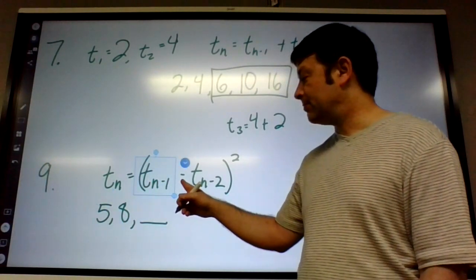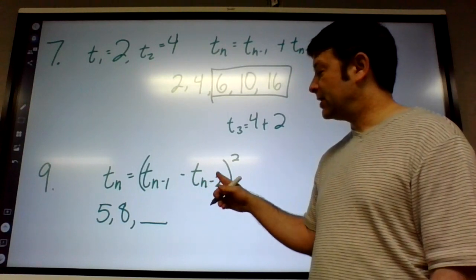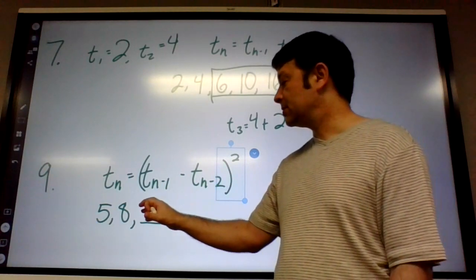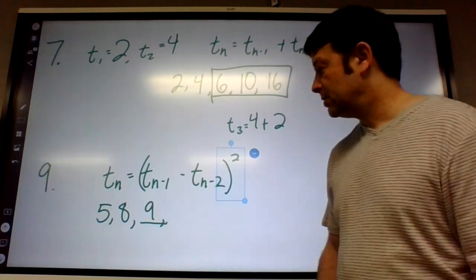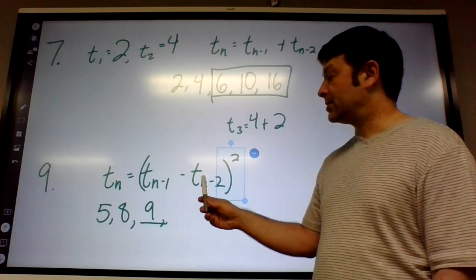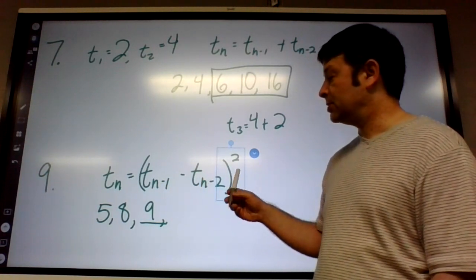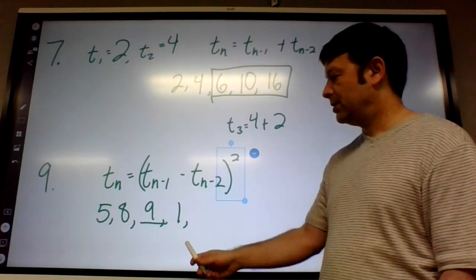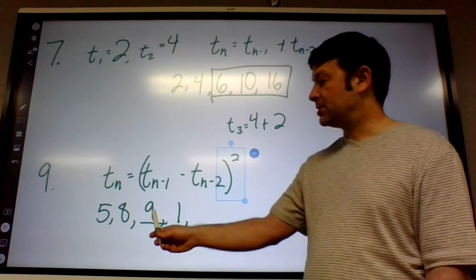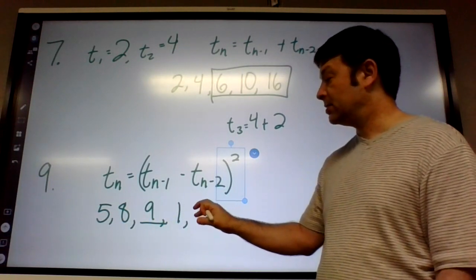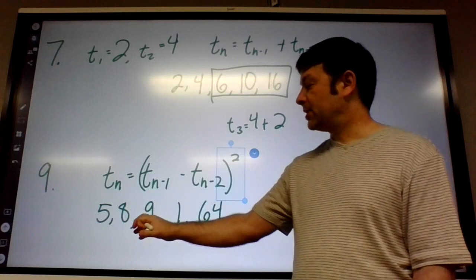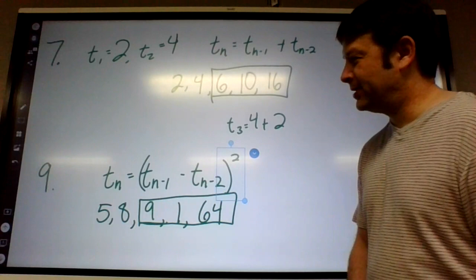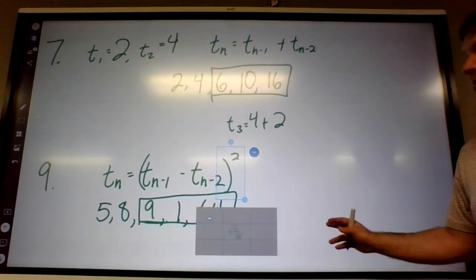So this is 8 minus 5. I guess if we're squaring it doesn't really matter, but 8 minus 5 is 3, 3 squared is 9. And then we're going to do 9 minus 8 is 1, 1 squared is 1. And then 1 minus 9 is negative 8 squared. So this one's kind of all over the map. Definitely not an arithmetic or geometric sequence.